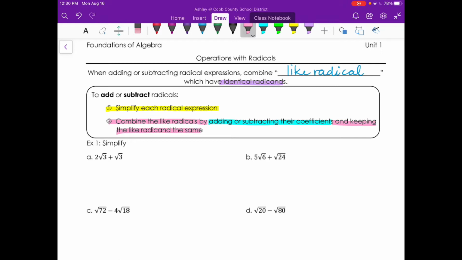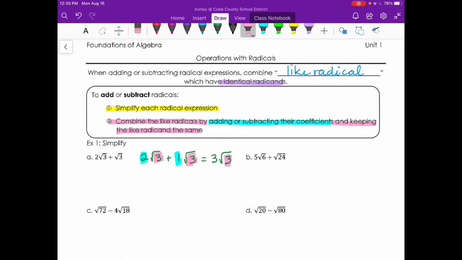Okay, so let's look at example 1a. On example 1a, we have 2 radical 3 plus an understood 1 radical 3. So we need to identify our like radicals, and in this case, we have a radical 3 here and a radical 3 here. So these are like radical expressions. So we will add their coefficients. 2 plus 1 equals 3, and that will give us 3 radical 3, keeping the like radicand the same. All right, so all we had to do there was add the coefficients.